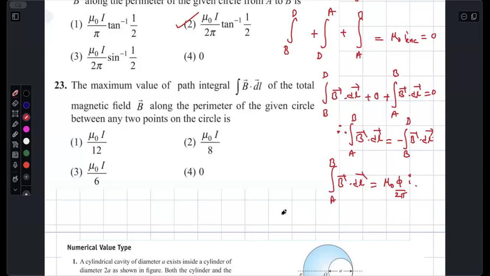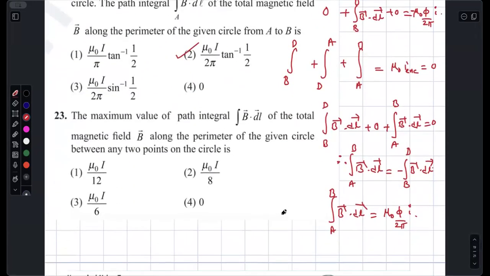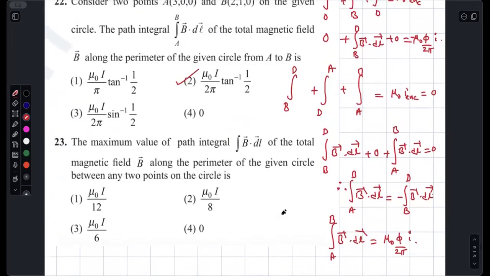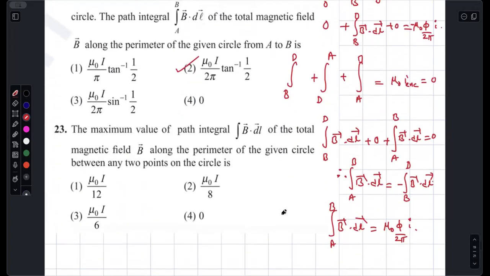So 23rd question, just see that the maximum value of the path integral of B bar dot dl bar, the total magnetic field B bar along the perimeter of the given circle between the 2 points on the circle. Where is the circle? No. The maximum value of the path integral B bar dot dl bar of the total magnetic field along the perimeter of the given circle between any 2 points on the circle is. That is the question. What exactly he wants? That is for our reference.